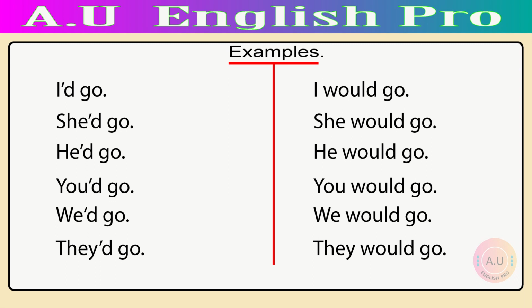Or another example is we'd go. So friends, according to the first form of the verb, you can easily understand that the full form of this contraction is like we would. Our last example is they'd go. So friends, according to the first form of the verb, you can easily understand that this English contraction shows the full form of they would.